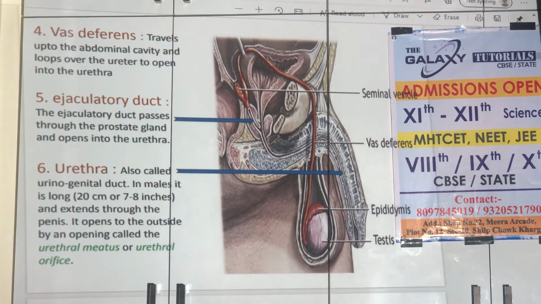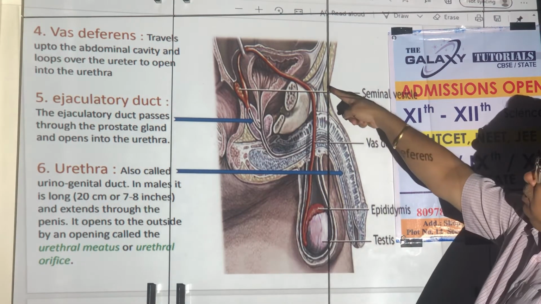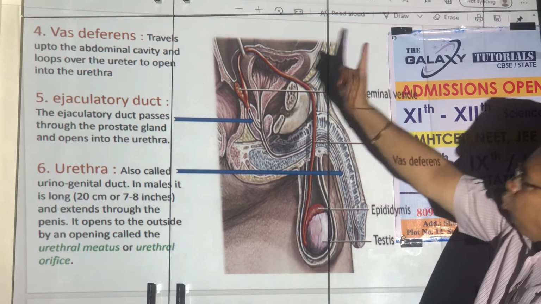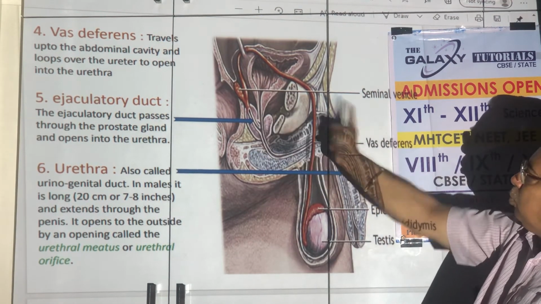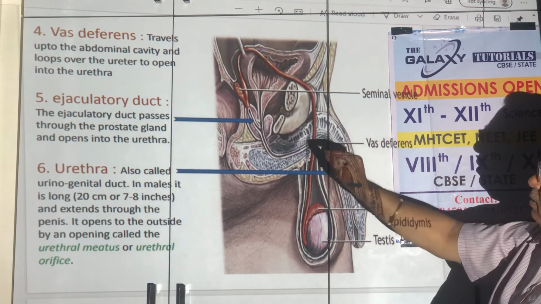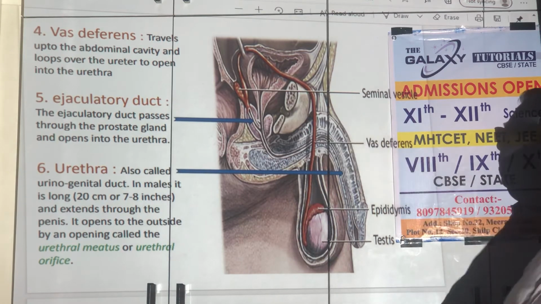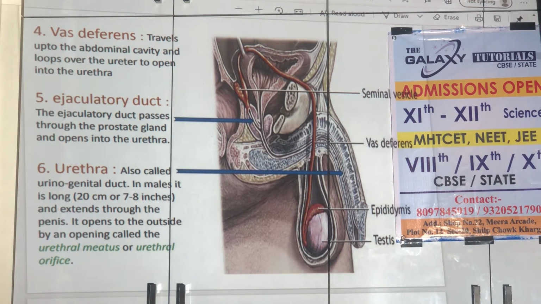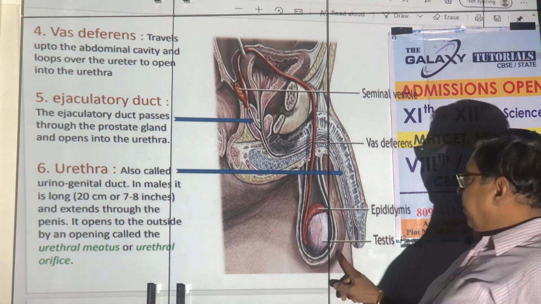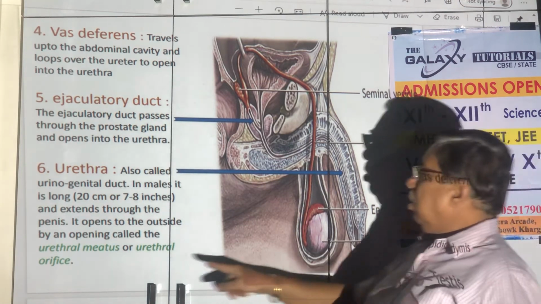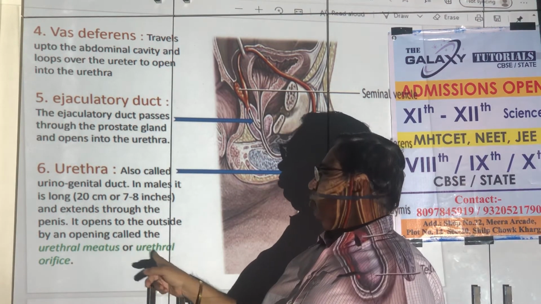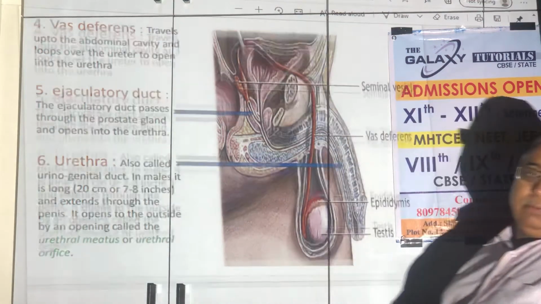Vas deferens and its role. It travels up into the abdominal cavity and loops over the ureter. Your ureter is there, it loops. We can't draw it like that in physics. Then we have the ejaculatory duct. You can see it there, labeled in blue. And the urethra, through which everything will come out. The opening of the urethra is called urethral meatus or urethral orifice.